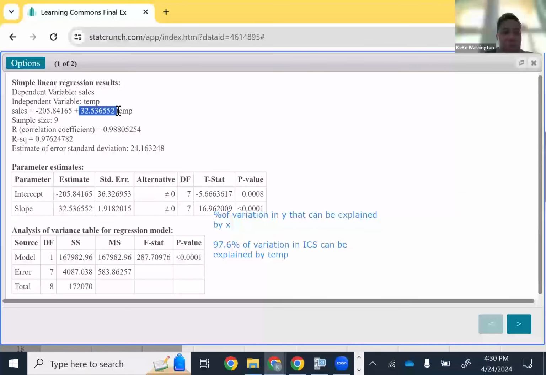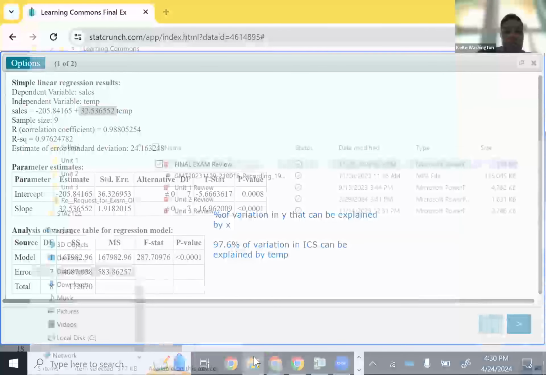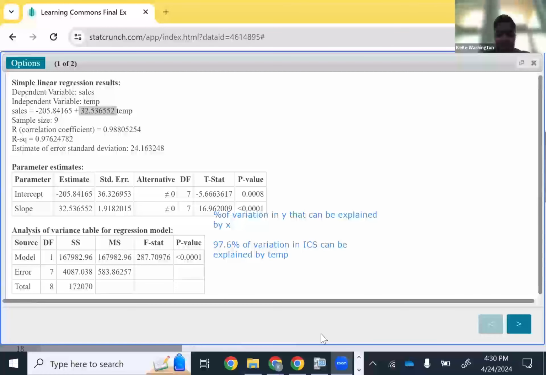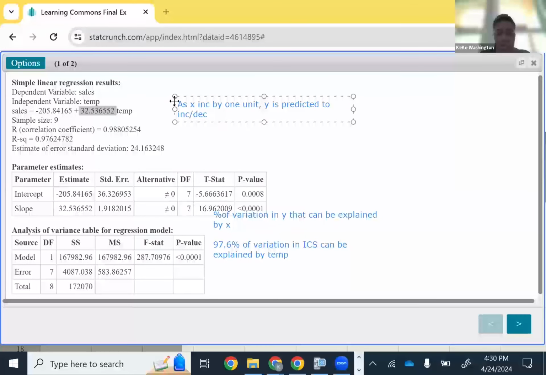All right, so let's take that equation and interpret. So here's my slope. So to interpret slope, I want to make sure that you all are seeing what I'm seeing. Okay, things are good to go. All right, so to interpret your slope, we would say, as x increases by 1 unit, this is your general interpretation, y is predicted to increase or decrease by the amount of the slope.